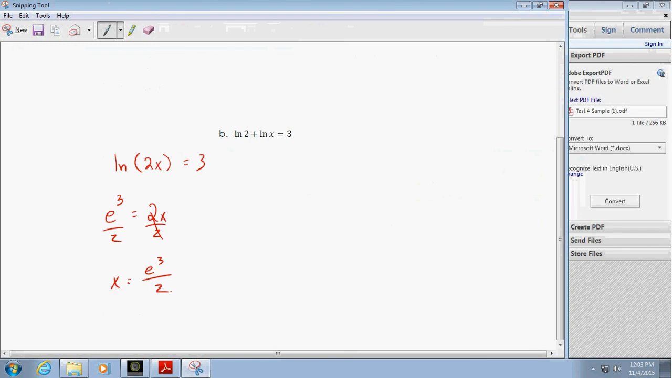Then that would become natural log of 2x times 2, which would be 4x. So you'd have e cubed equals 4x. Remember, all you're doing is just multiplying whatever these two things are. Doesn't matter what they are, just multiply them together and turn it into one log. Right? That's the product property, product rule.